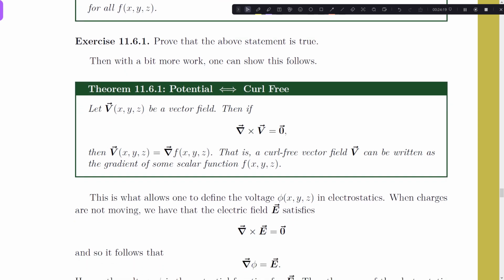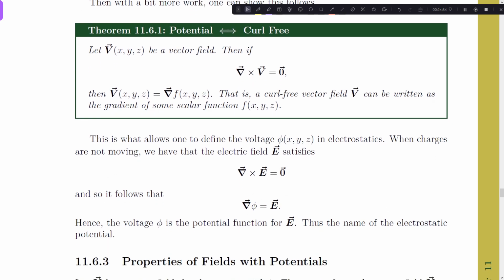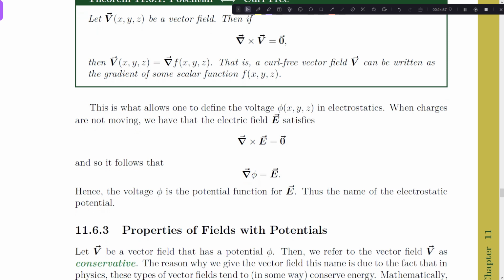Yeah, and this is really interesting, right? Because this comes from one of Maxwell's equations. If we look at the curl of the electric field, we know that has to be 0. So that's really nice. That's why a lot of these are very important. So let's look at a few of these other properties.